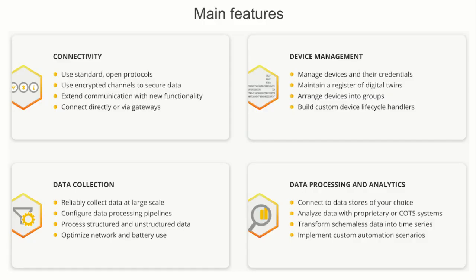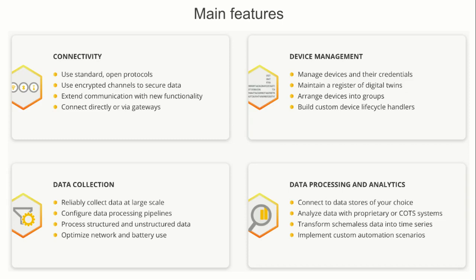Next, we will see about the main features of Kaa IoT platform. The main features are connectivity, device management, data collection, data processing, and analytics. Connectivity is all about messaging between cloud and devices. That is how devices connect to the cloud to perform different operations. Kaa provides open IoT protocols for device connection, such as MQTT and CoAP.